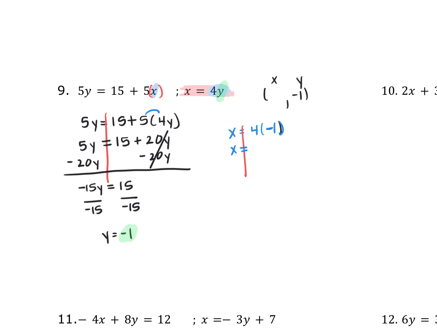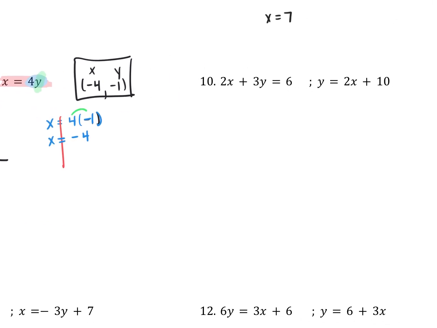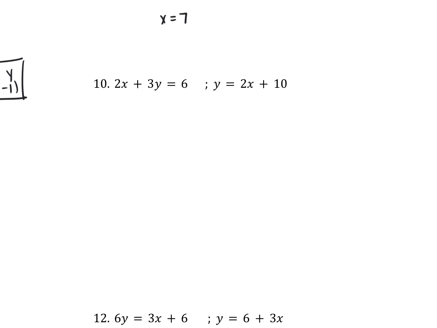Now I have to distribute this 4 to that -1. 4 times -1 is -4. Okay, and now that it's all by itself, it says x equals -4. I can just put that -4 right there. So I just solved that. So that could be a point on a graph, -4, -1. Okay, let's do the same thing with number 10.